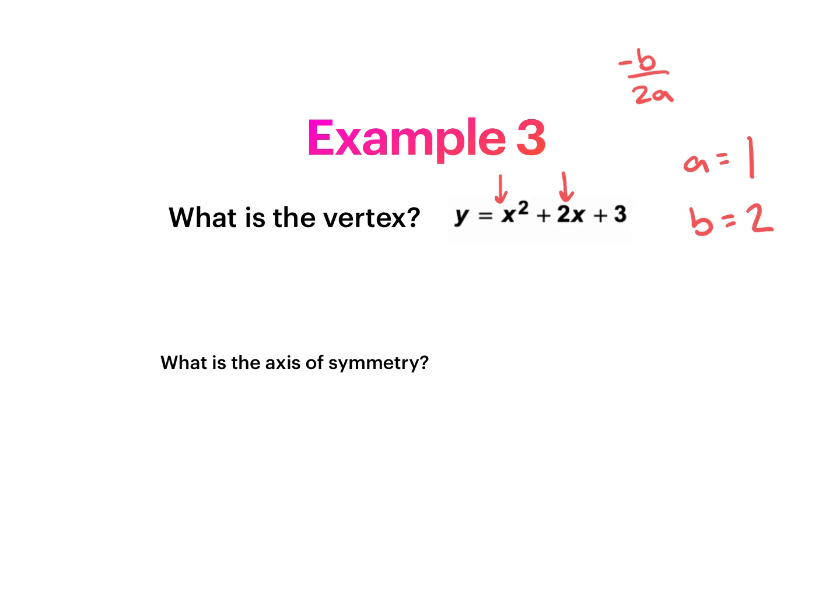So to find our axis of symmetry, it's helpful to do that one first. It's x is equal to -b over 2a. So we have -2 over 2 times 1, b is 2. So this would be -2 over 2. And what does this simplify to? -1. So our axis of symmetry is x is equal to -1.